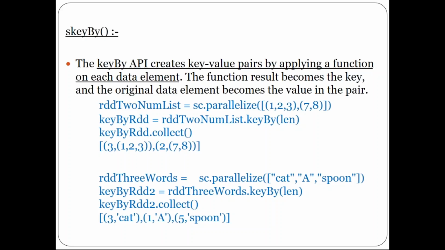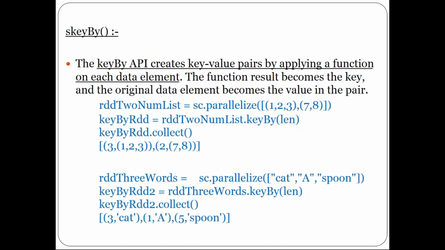Now we can also implement the same thing for strings. For strings, you can do the same thing. RDD 3 words: for 3 words, you apply keyBy length. Then you'll have 3. Cat is CAT, 3 letters, so 3 will be the key. A is 1 letter, so 1 will be the key and A will be the value. Spoon has 5 letters, so 5 will be the key and spoon will be the value. That's how keyBy works.